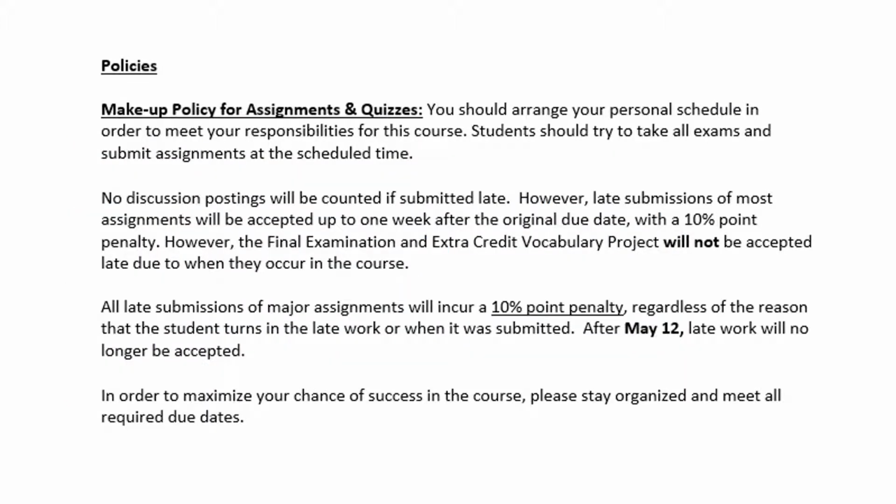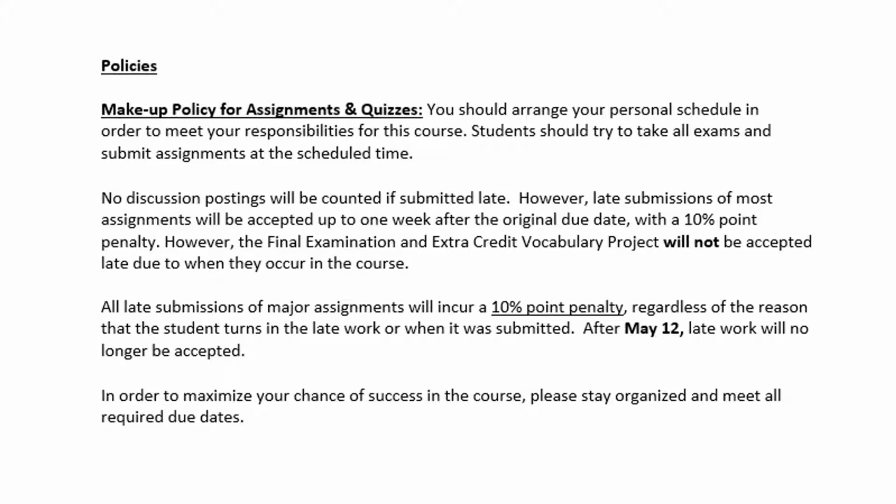It's important to understand some of the policies in the class. So let's talk about makeup policy for assignments. First of all, it goes without saying that you should probably try to get everything in on time. However, with a couple of exceptions, you may submit assignments late, up to a week late, with a 10% point penalty. And this is regardless of the reason.